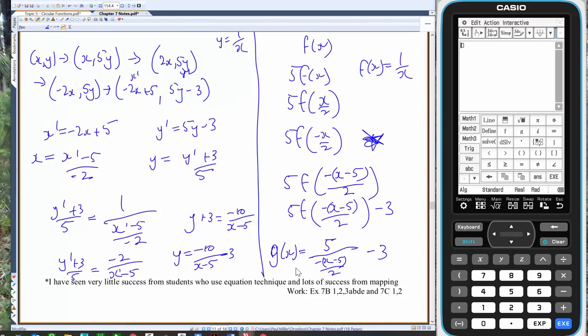All right, now you see what will happen here. We're going to get that 2 there. When I divide by the reciprocal, that's going to jump up to there, and so will the negative sign as well. So g of x equals negative 10 over x take 5 take 3, which is exactly the same as that one there. Now, I dare say that took me a little bit more time than the mapping, okay?